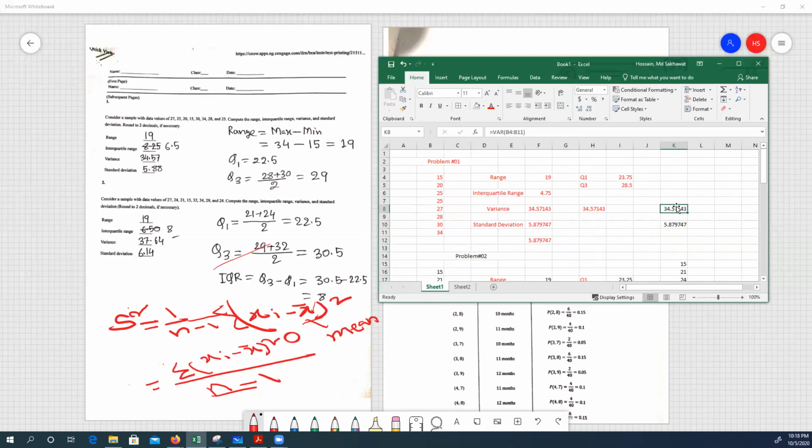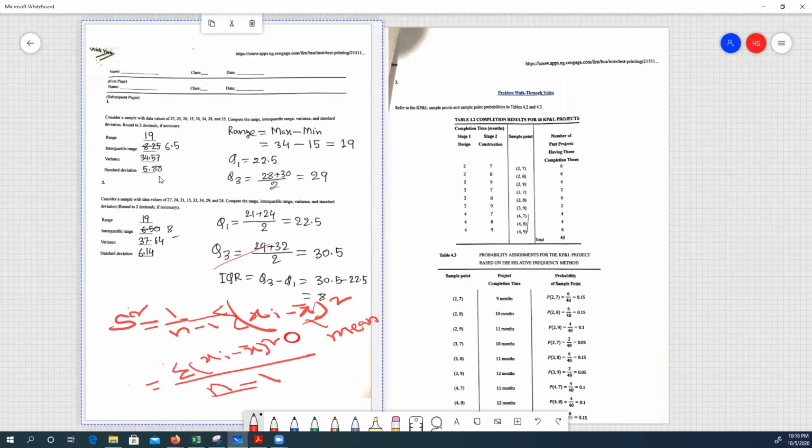Okay. So now to find the standard deviation, you just have to take the square root of this number, 34.57, which is 5.88. Okay, so let's move to the next problem, which is from probability number 3.